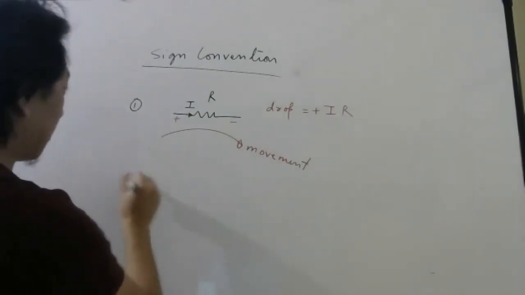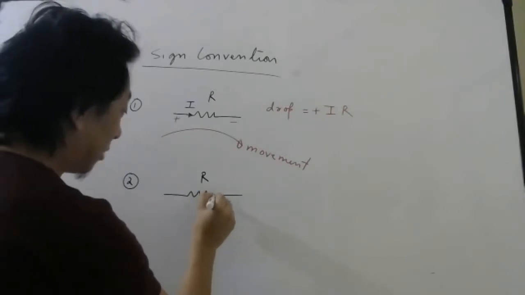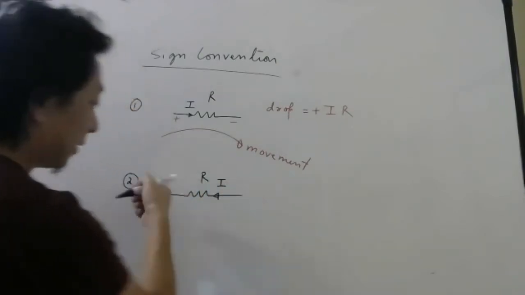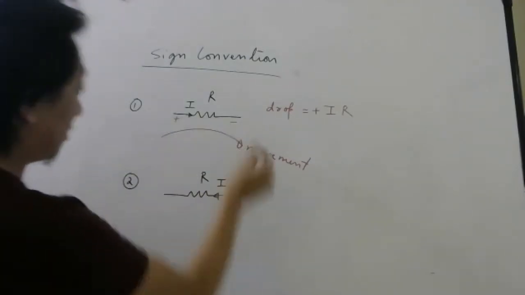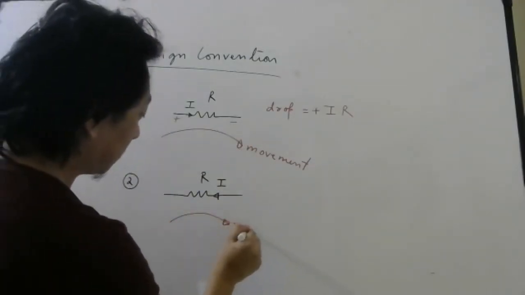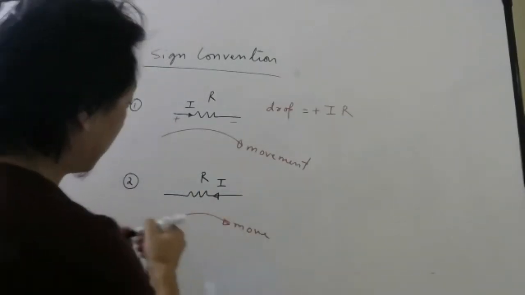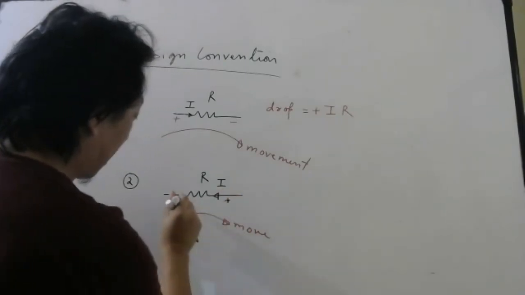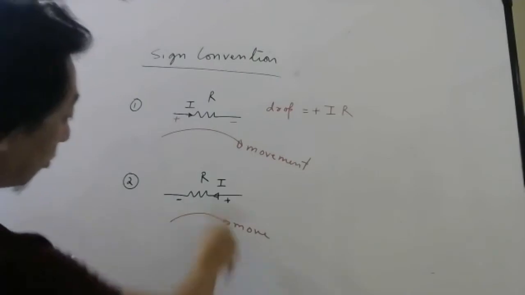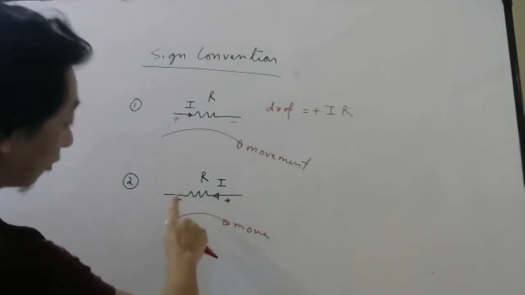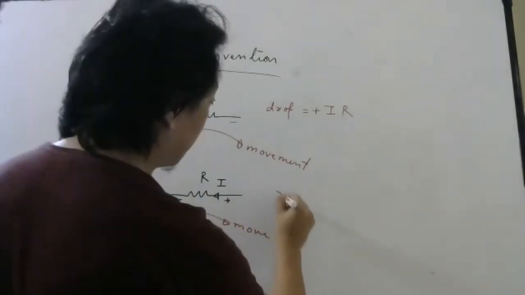Another situation that may happen is, here is the resistor. Current is actually flowing this way, and your movement is this way. So now you can see, current flows from higher potential to lower potential, but you are moving opposite to current. That means you are moving from lower potential to higher potential. So the potential will rise.